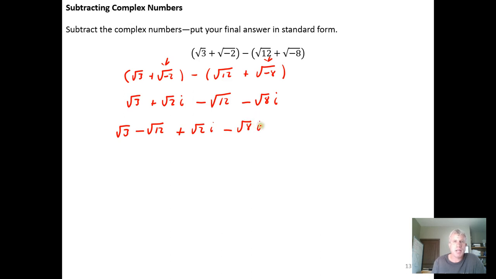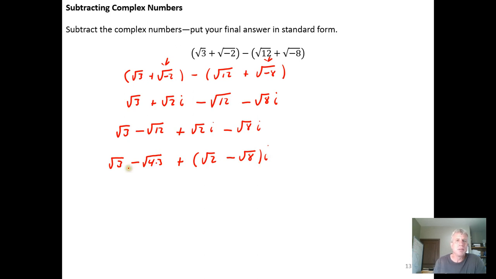So grouping the real number part, that'll be the square root of 3 minus the square root of 12. And then grouping the complex parts, I have plus the square root of 2 times i minus the square root of 8 times i. And here I need to factor an i out, and I also need to begin to look at what I have here and ask the question, are these radicals in simplified radical form? They are not, because 12 can be rewritten as 4 times 3, and 4 is a perfect square.